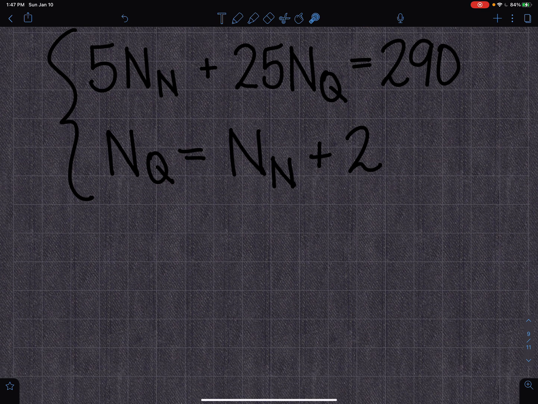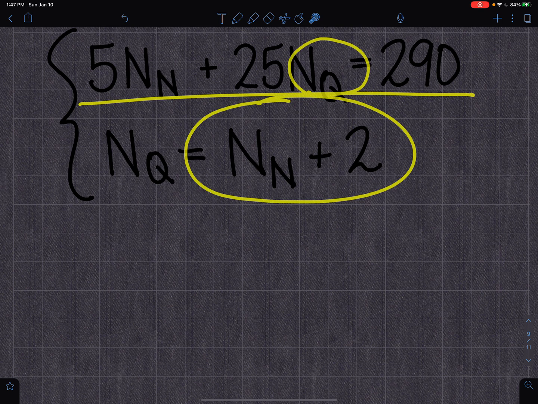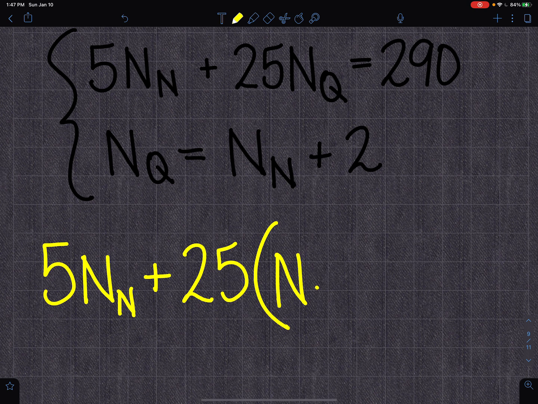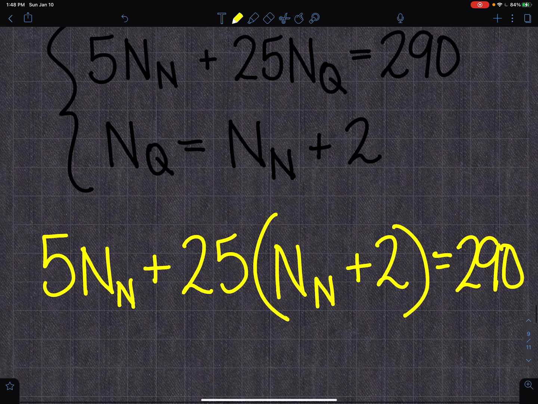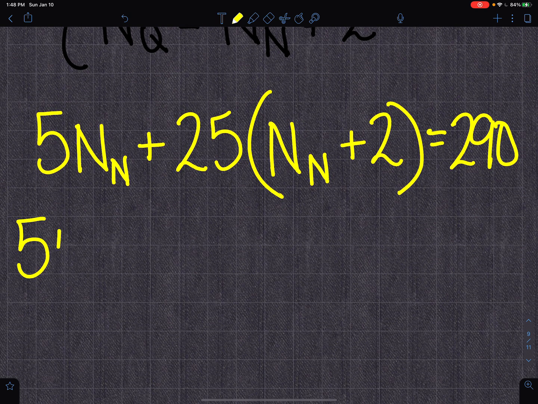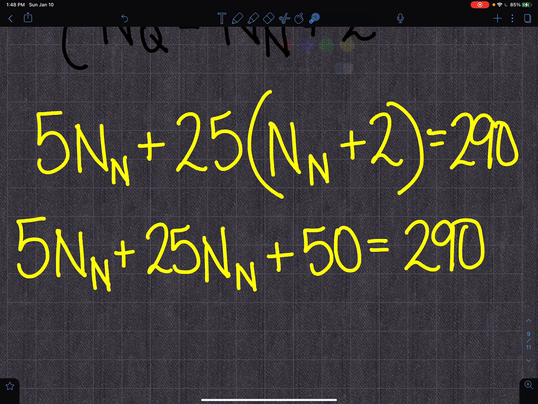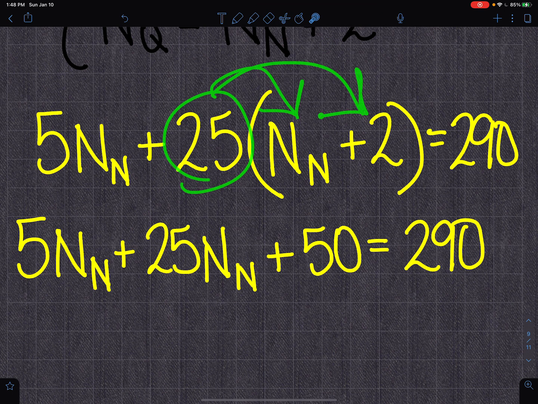So let's do that. I'm going to rewrite this equation, except when I get to nq, I'm going to plug in this. All right, so let's do it. 5nn plus 25, now I'm going to plug that in, times nn plus 2 equals 290. Okay, now I've got to multiply that out. 5nn plus 25nn plus 50 equals 290. See how I did that? I multiplied this by each one, by this and then by that.